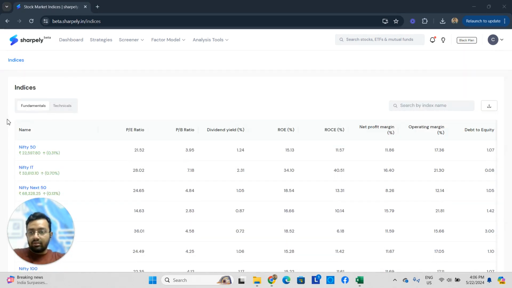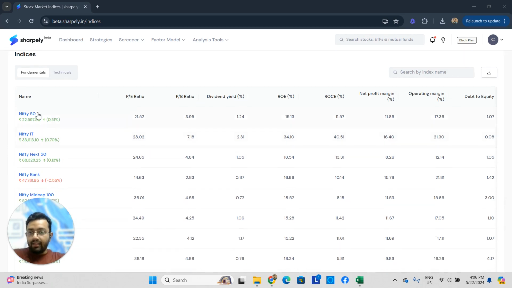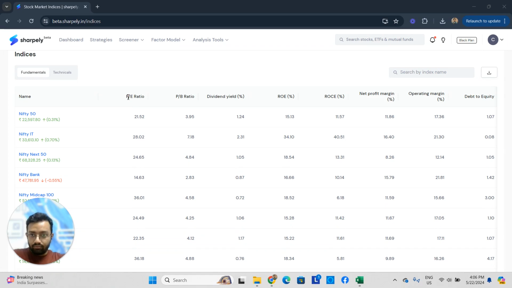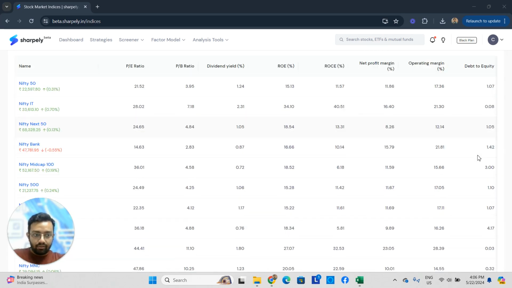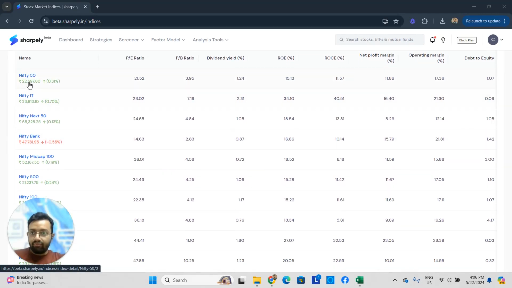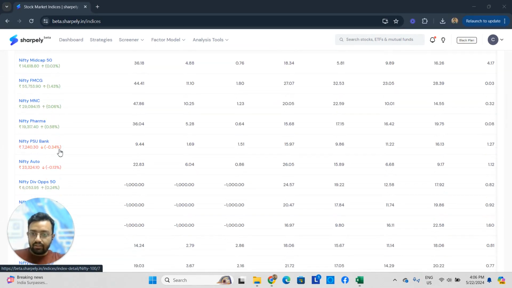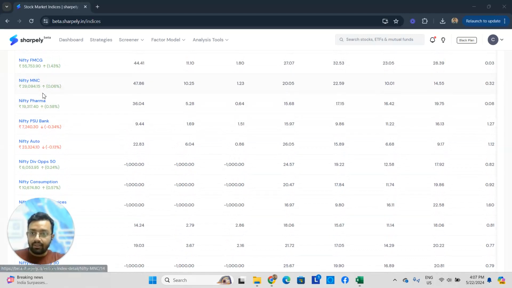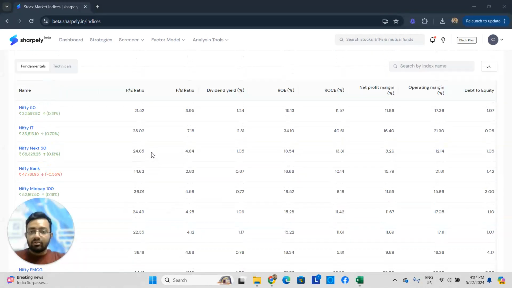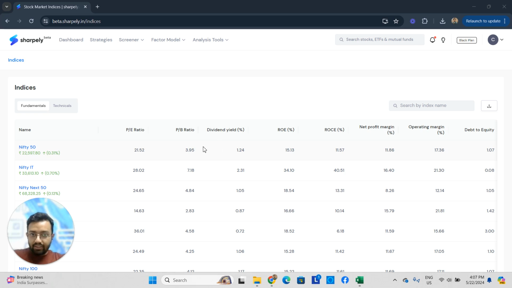Right. So, as you can see, here we have the indexes, and we have all the important data points of those indexes. So PE ratio, PB ratio, dividend yield. So these are the valuation related metric. These are quality related metric. Then we have debt to equity as well. Right. So all for all the indexes like Nifty 50, IT, Next 50, 500, 100. There are sectoral indexes as well, pharma, MNC. Then there are smart beta indexes as well, like quality 30, Nifty 50, value 20. Right. So these are the data points that you can see.